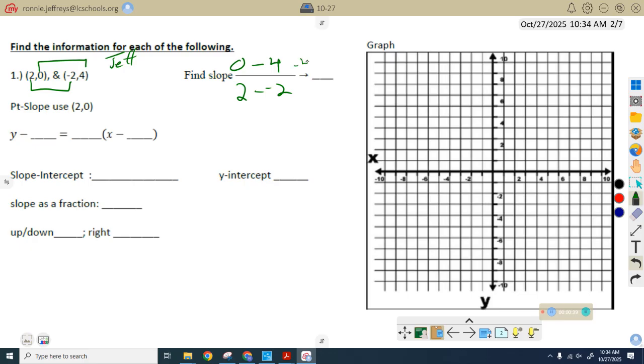All right, so this is -4. This is +4. This becomes -1. So that is our slope. Now, basically, anytime you multiply -1 times all this, it just changes the sign.